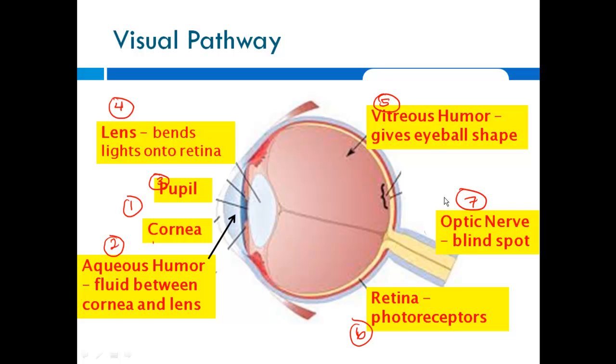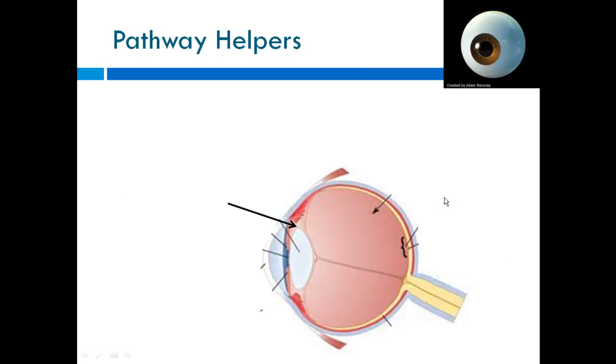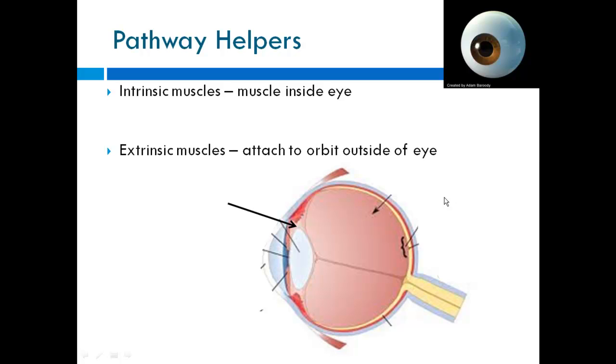Now those are all the organs associated with actual light traveling through it, but there's a couple extraneous helpers as well. We have intrinsic muscles, obviously muscles that are inside the eye, extrinsic muscles, which attach to the eyeball itself and then attach to the orbit or the socket around the eye to help move it up, down, left, and right. And finally, we have lacrimal glands. And lacrimal glands just produce those tears to keep the eye moist, to get germs out and debris out. So it works in conjunction with the cornea.